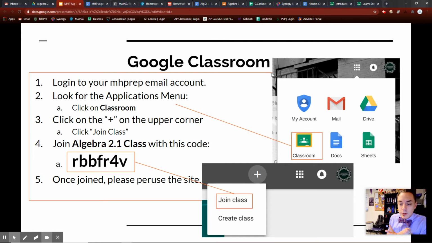If you're yet to be on Google Classroom, you can follow these steps and instructions. So pause the video if you need to. Get on Google Classroom. Most of you are, I think, so that's good.